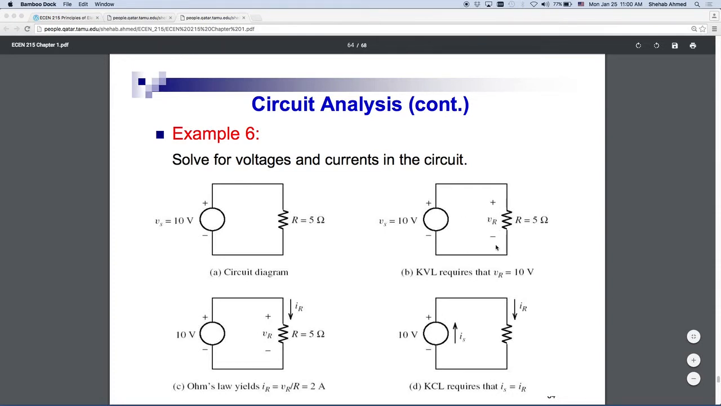Now you have the voltage across a resistor and the value of the resistance, and you've defined the polarity of current through it. So how would you find the current flowing through the resistor? V equals IR from Ohm's law, right? So IR is equal to V divided by the resistance. 10 volts divided by 5 ohms is 2 amps.